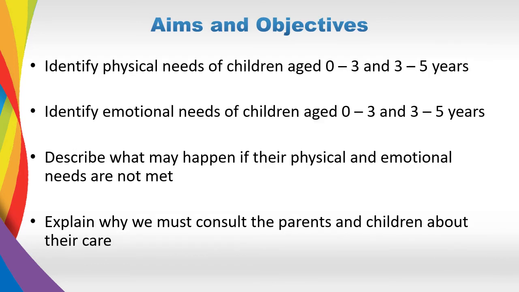So that was the final question within this chapter, and I just want to go over the aims and objectives again. Now you've finished the chapter and answered the questions, you should be able to identify physical needs of children aged from 0 to 3 and 3 to 5 years of age, identify emotional needs of children aged 0 to 3 and 3 to 5 years of age. You should be able to describe what may happen if their physical and emotional needs are not met, and finally explain why you must consult the parents and children about their care.